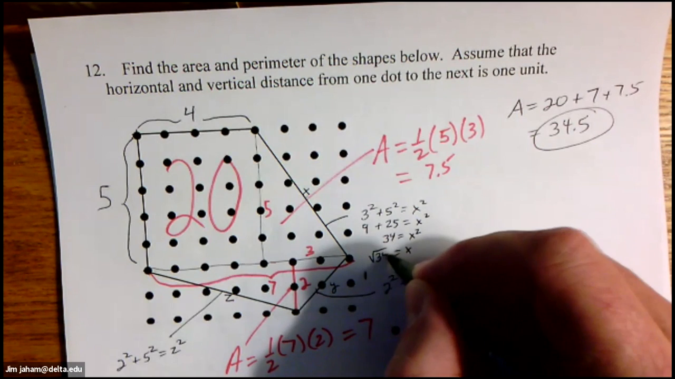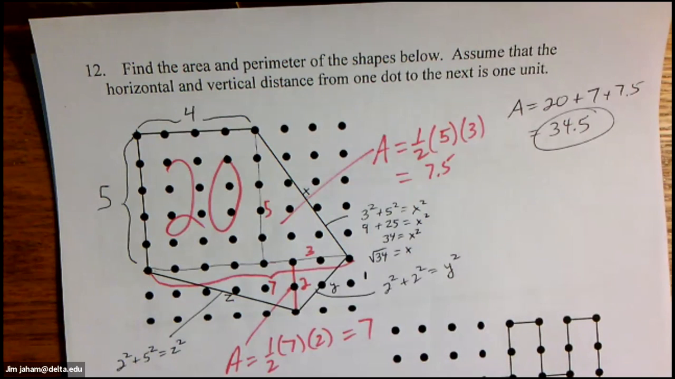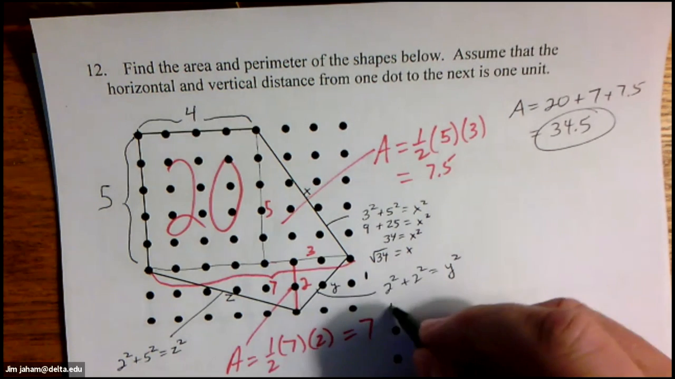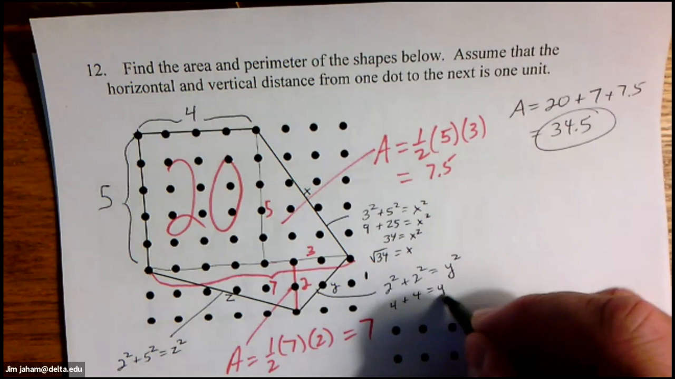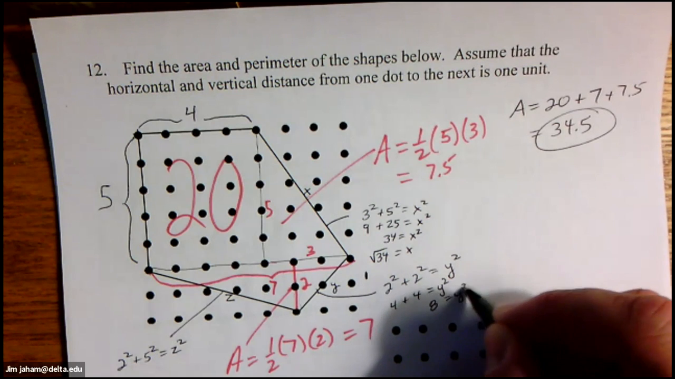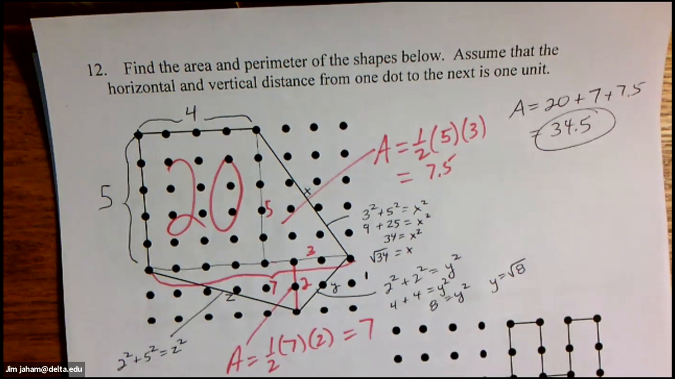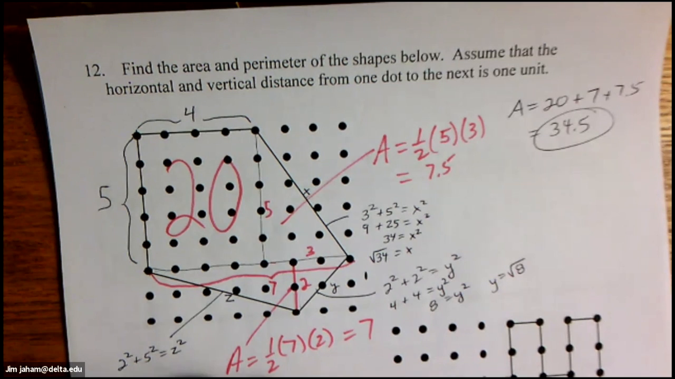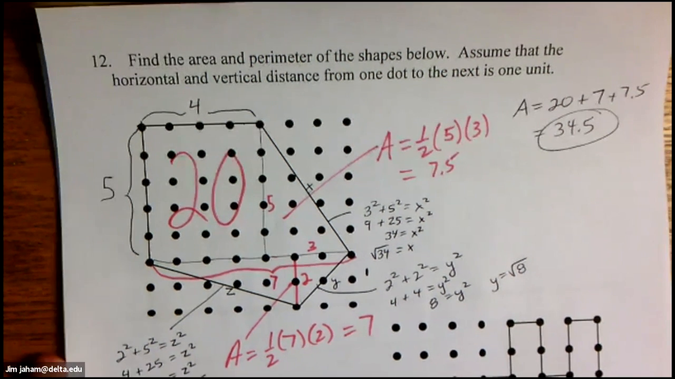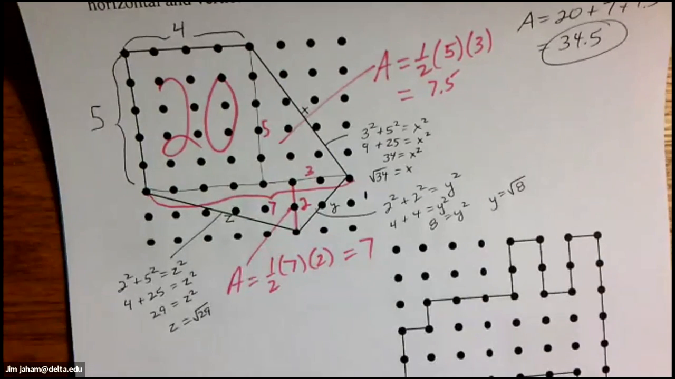In the first one, the square root of 34 is close to 6 because the square root of 36 is 6. Here we have 4 plus 4. All right, so y equals the square root of 8, close to 3 because the square root of 9 is equal to 3. And then this one over here, z equals the square root of 29. So that's somewhere between 5 and 6.